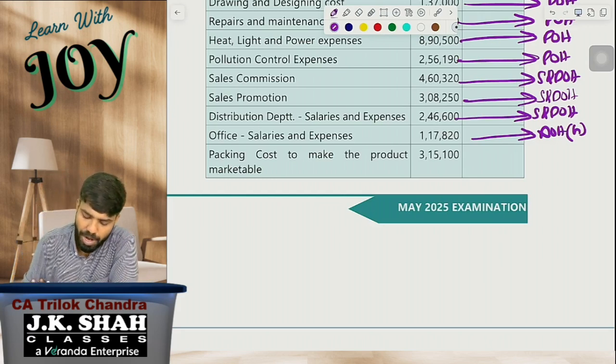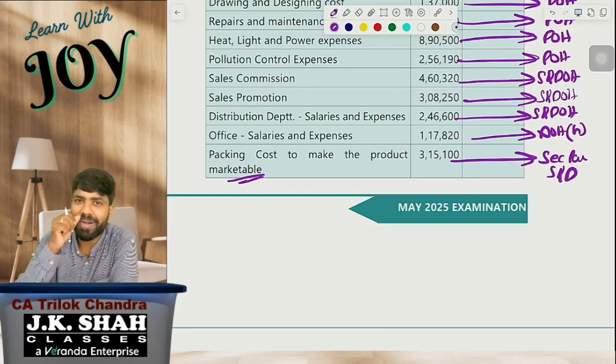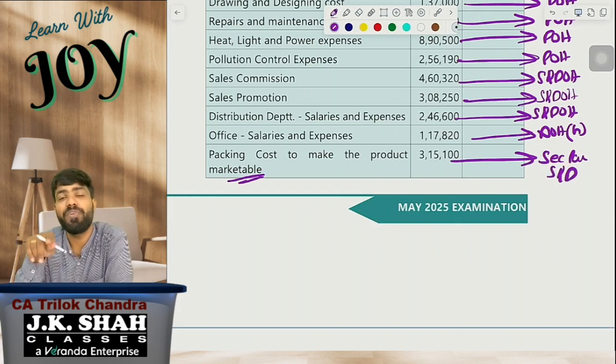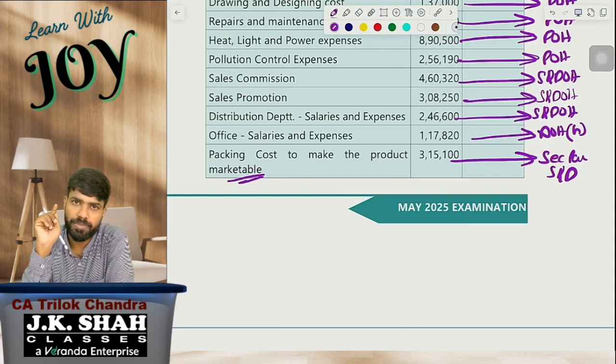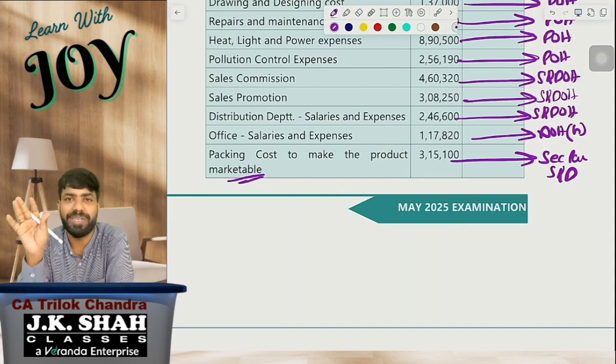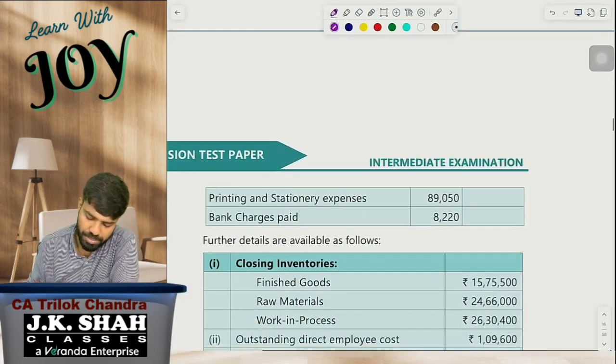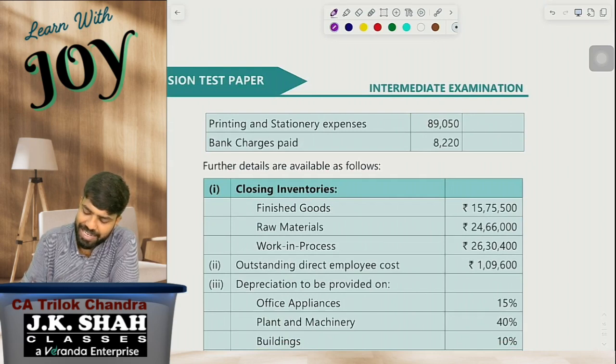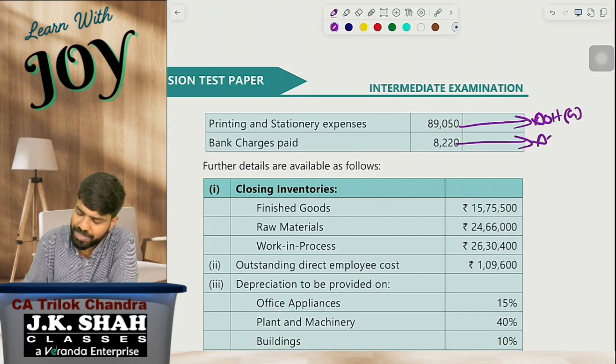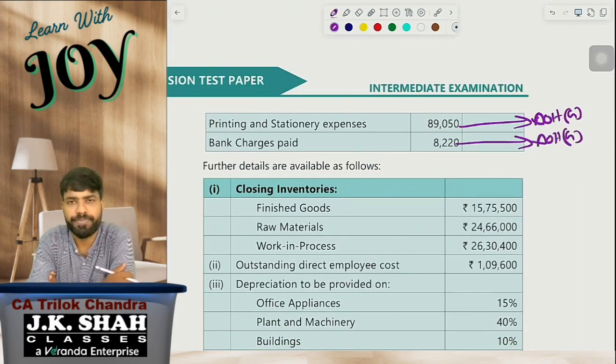Look at here, product marketable. So it is a secondary packing, and it will form part of selling and distribution. Primary packing, we have a separate column for that. Other manufacturing related expenses. Okay, next. Printing and stationery expenses, administration overhead general. Bank charges paid, administration overhead general.